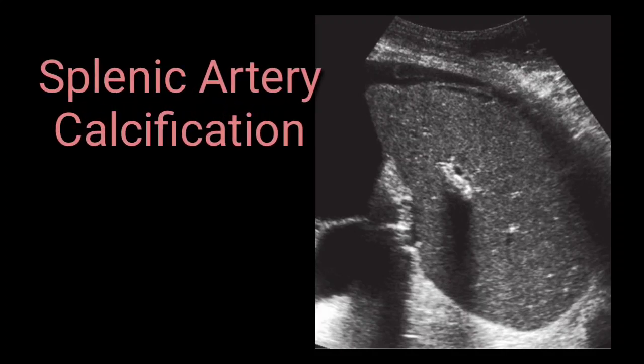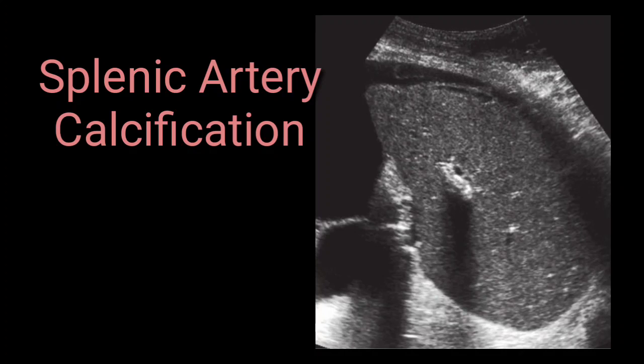How it will appear on the ultrasound imaging, how we will write the report, these few images will definitely help you to find out and to understand splenic artery calcification. So let's start watching these images. On this ultrasound image, again calcification can be seen, but these calcifications are linear in shape. These are splenic artery calcifications.